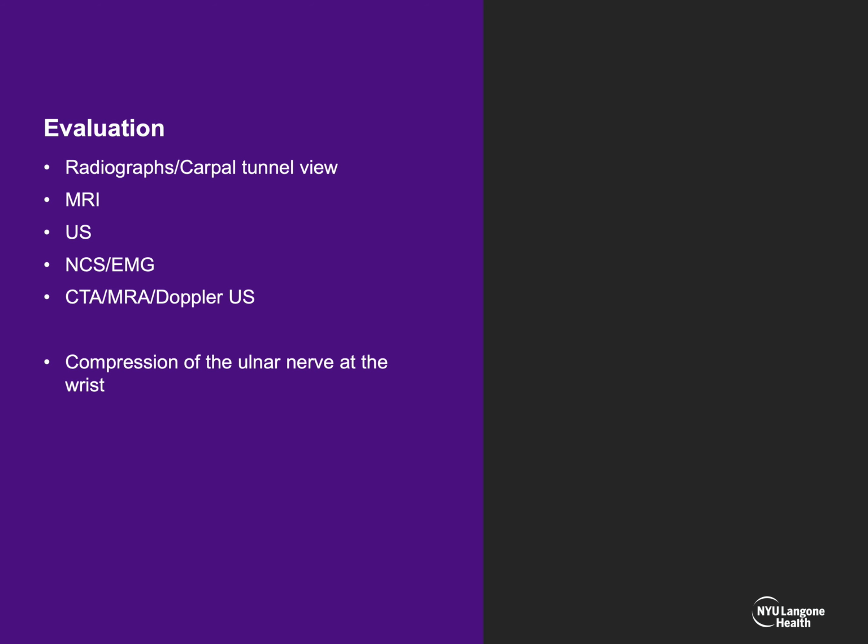Evaluation here: radiographs are very helpful, especially the carpal tunnel view, for hook of the hamate fractures or hook of the hamate non-unions. MRI for mass, for non-union, can be helpful. Ultrasound as well. Nerve conduction studies, EMGs if the symptoms are severe. CTA, MRA, Doppler ultrasound for ulnar artery thrombosis or ulnar artery aneurysm. And a physical exam, compression of the ulnar nerve at the wrist, like a Durkan's, can be helpful as well.